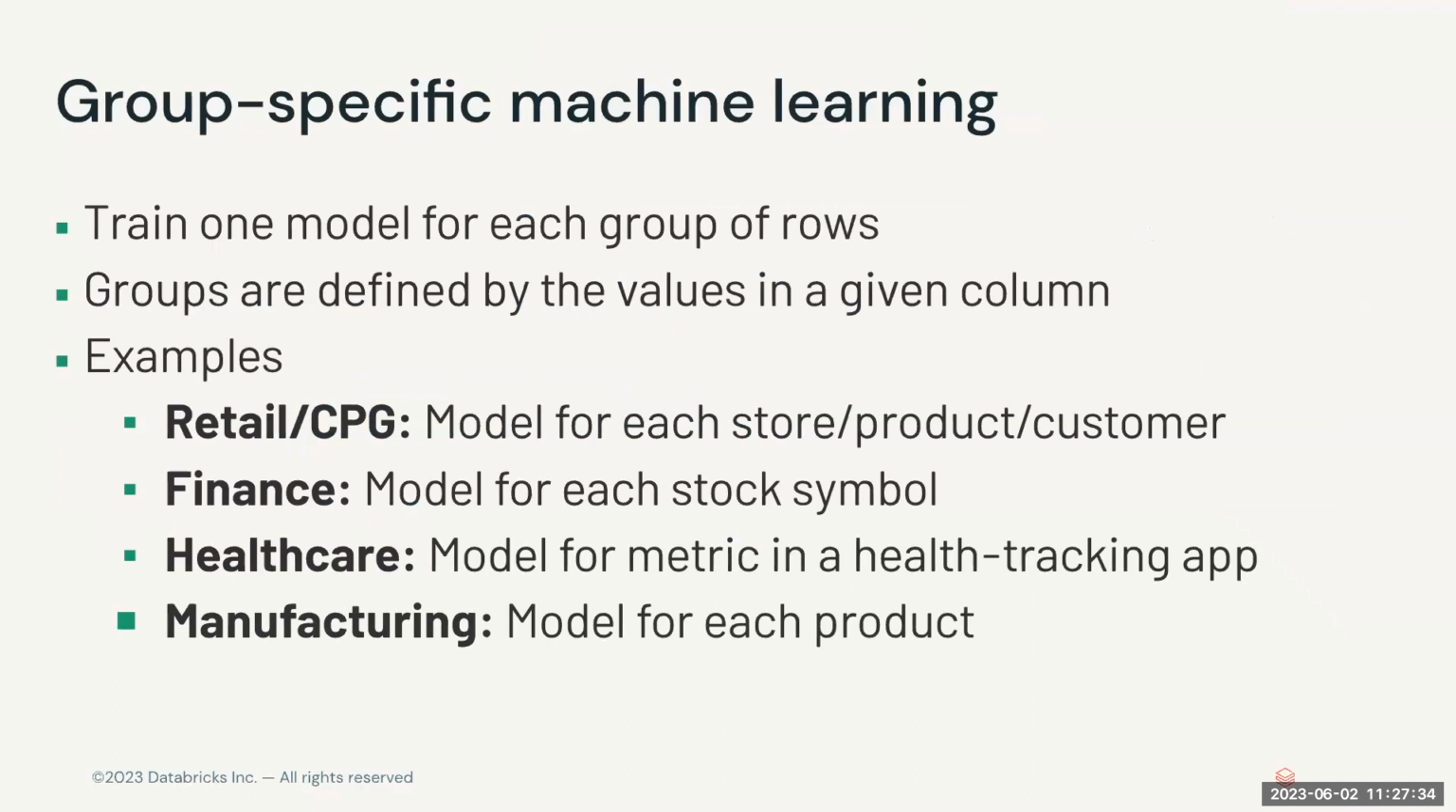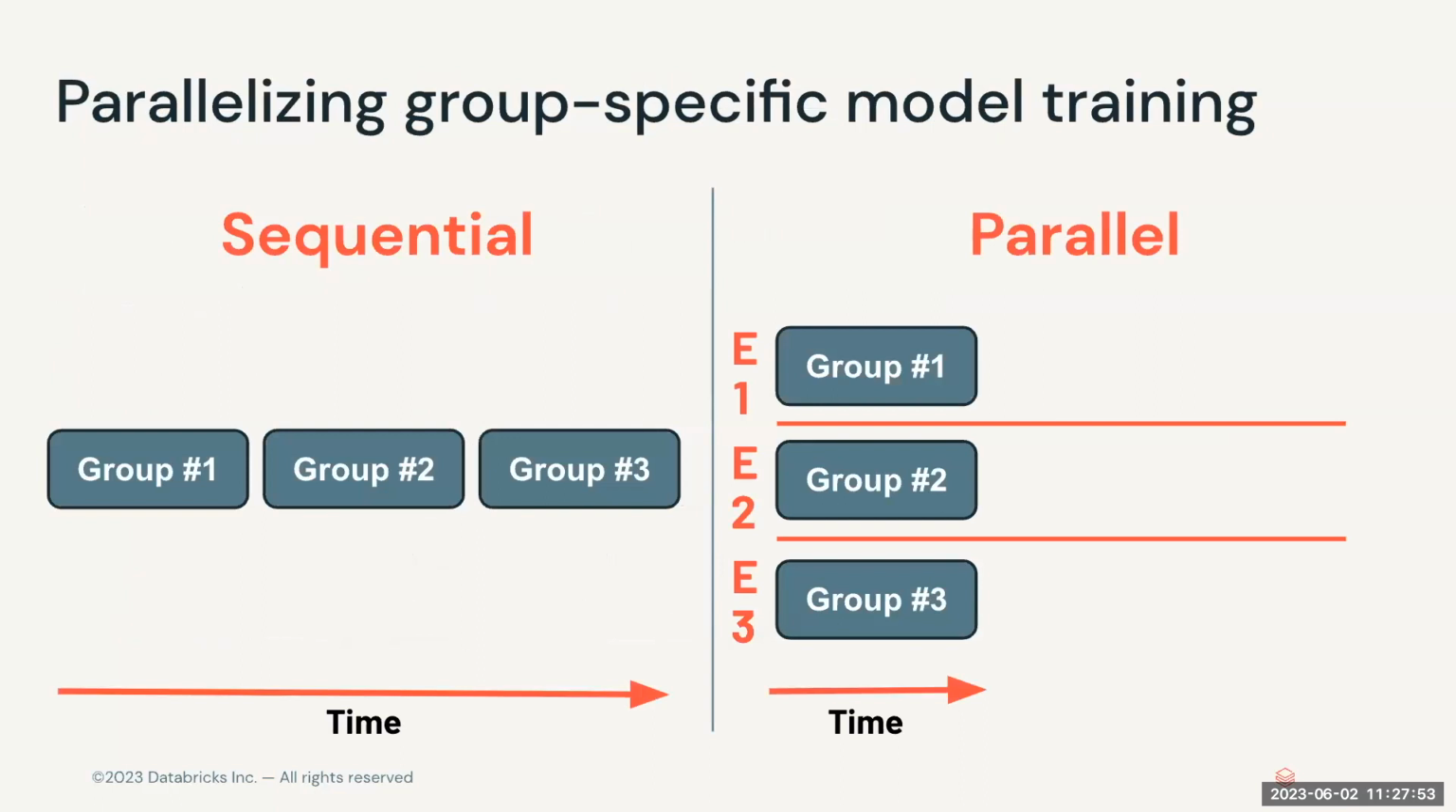And there's examples on the screen of what that column may be. It may be grouping by a product, as we'll see in the demand forecasting demo. It may be grouping by a stock symbol. It may be grouping by a store or customer. But regardless, what we're doing is potentially training a different model for each one, right? You may need a different prediction model for a different factory or a different product or a different store. And instead of having to iterate through this sequentially, what we're going to do is take each group and run them in parallel.